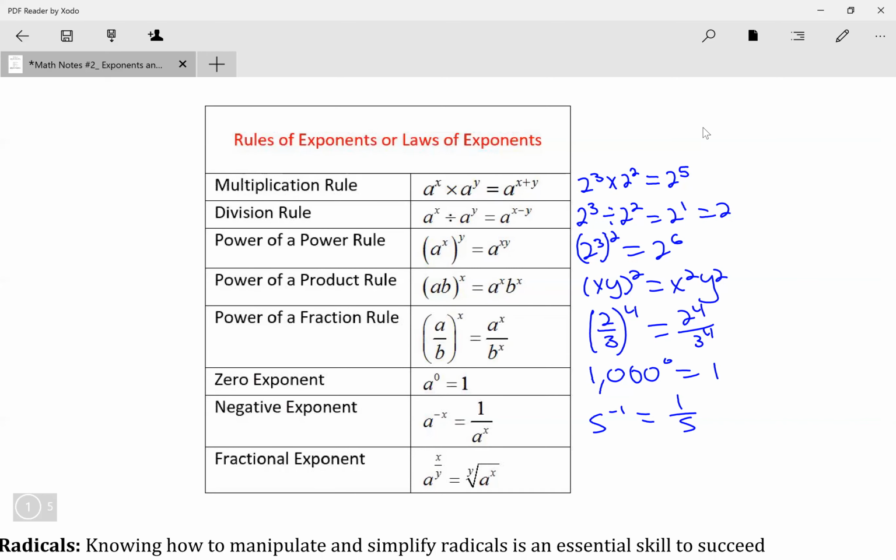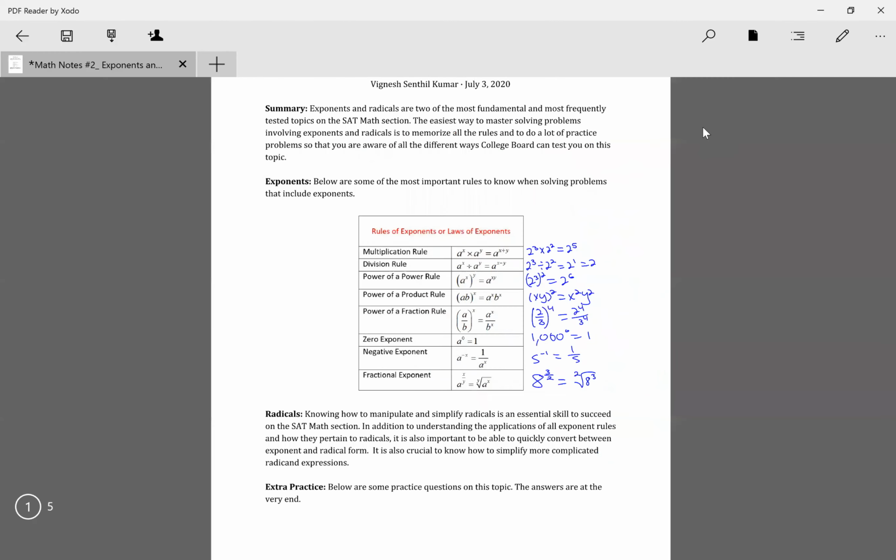So let's say I have 8 to the 3 over 2 power. That would basically mean that the answer would be the cube root of 8 squared, if that's simple. Actually, no, sorry, my bad. I messed up there myself. That would be the square root of 8 to the cube power. So the denominator would be whatever that root is, and the numerator would be 8 to that power. So that's how you can convert exponents to radicals.